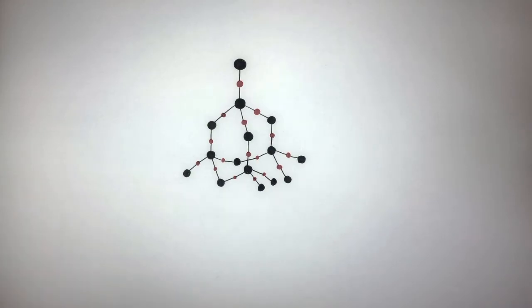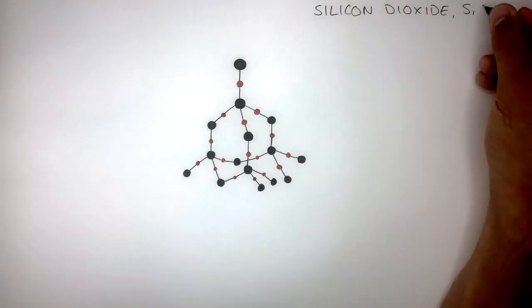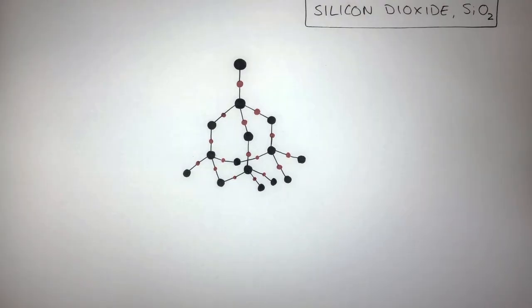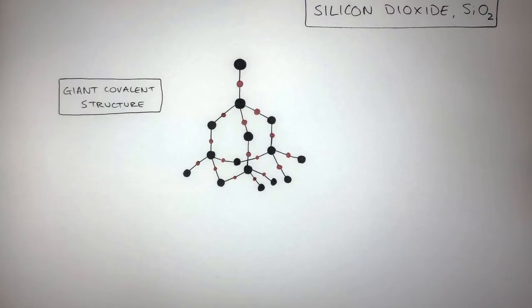Here is a ball and stick model of silicon dioxide, which has a chemical formula of SiO2. Just like diamond, silicon dioxide has a giant covalent structure, as it has a rigid 3D network of atoms held in place by strong covalent bonds.